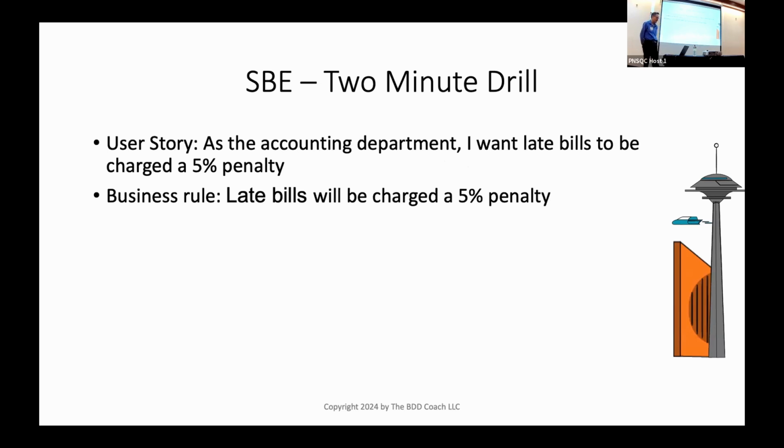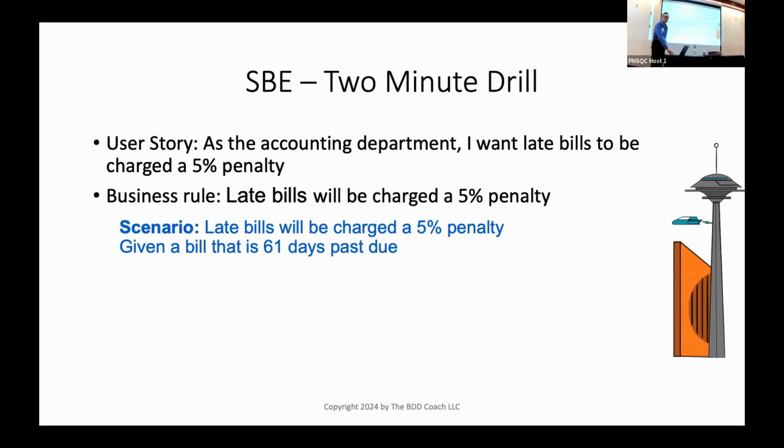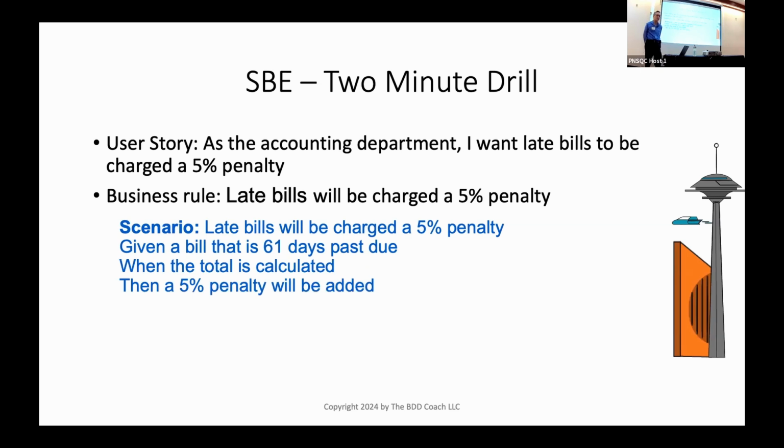And we've seen this. Here's our user story. Accounting department, I want late bills to be charged a 5% penalty. Business rule, late bills will be charged a 5% penalty. Scenario, given a bill that is 61 days past due, now we have a concrete example. When the total is calculated, then a 5% penalty will be added.